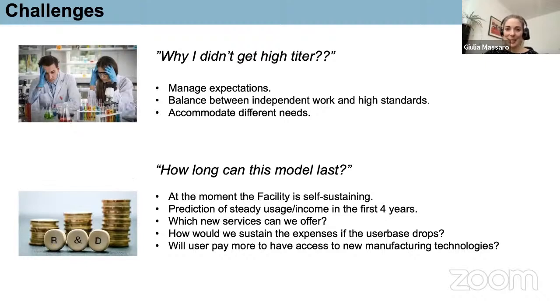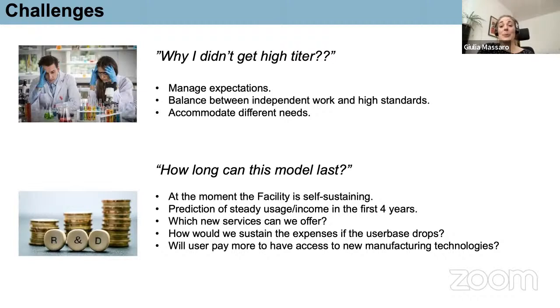So I want to conclude with some challenges. The main one is, why I didn't get a high titer. I was expecting this number and I got this other number. What happened? So obviously there is a lot of customer service and managing the expectations.